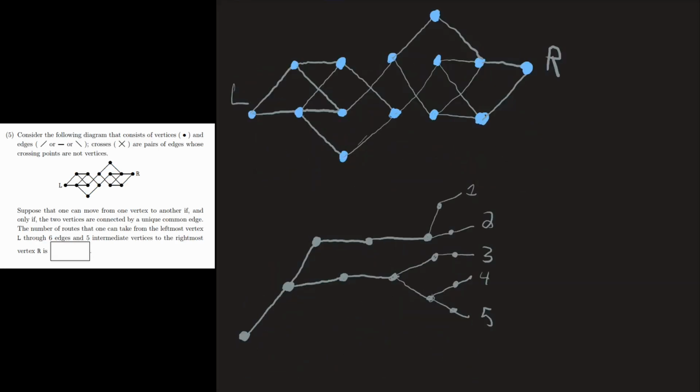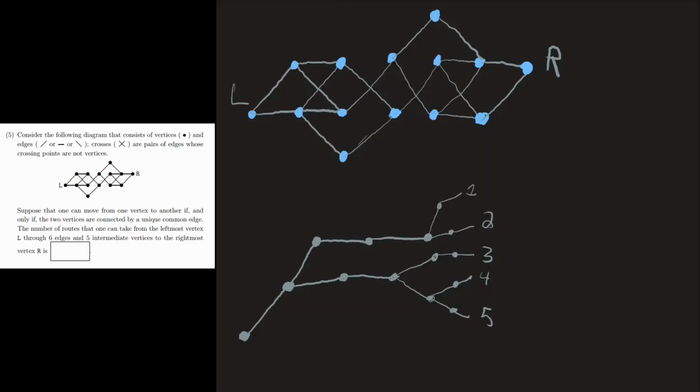So next is question 5, which says, consider the following diagram that consists of vertices and edges. Crosses are pairs of edges whose crossing points are not vertices. Suppose that one can move from one vertex to another if, and only if, the two vertices are connected by a unique common edge. The number of routes that one can take from the leftmost vertex L through 6 edges and 5 intermediate vertices to the rightmost vertex R is blank.